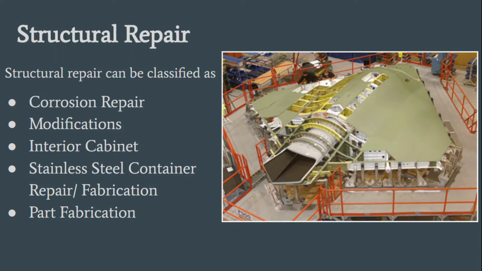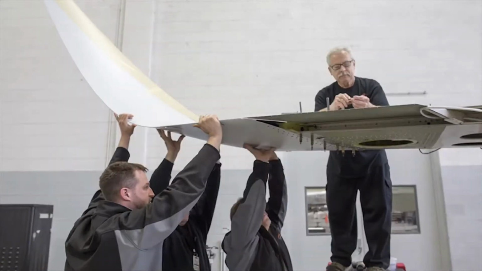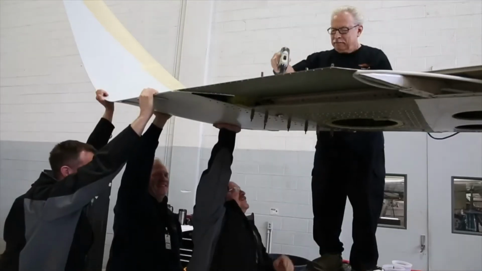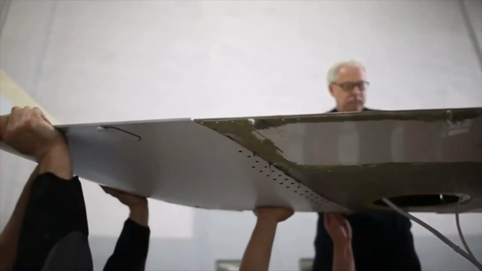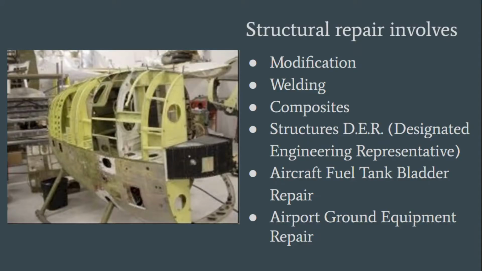Sometimes aircraft structure modifications require extensive structural rework. For example, the installation of winglets on aircraft not only replaces a wingtip with a winglet, but also requires extensive reinforcing of the wing structure to carry additional stresses. Structural repair involves modification, welding, composites. Structures designate engineering representative. Aircraft fuel tank bladder repair.